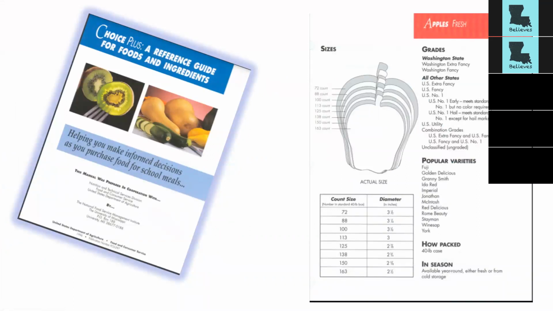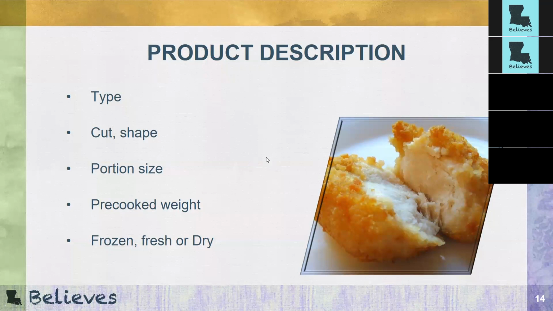I don't know if you can name as many apples as I did in the previous slide. And since I'm not an authority on apples, I went to the Choice Plus reference guide to review the popular varieties. Well, this manual is very old. This version was published in 1996. I still find it extremely helpful when trying to write product specifications. You certainly want to make sure that you have an accurate description of the product that you're wanting to purchase.